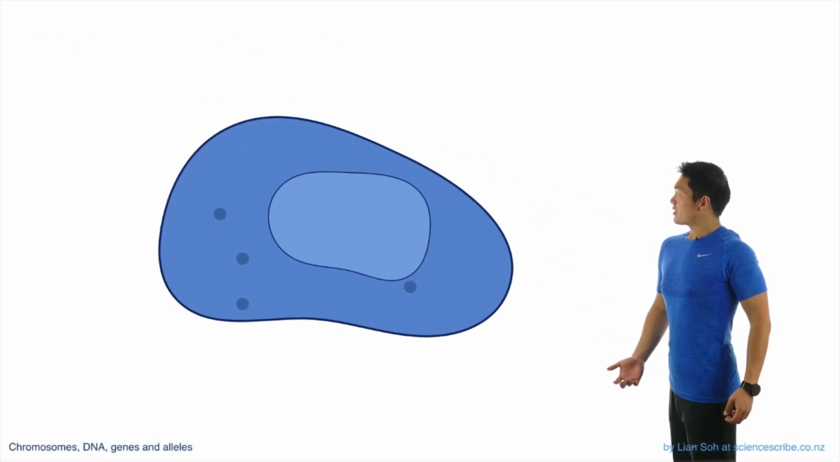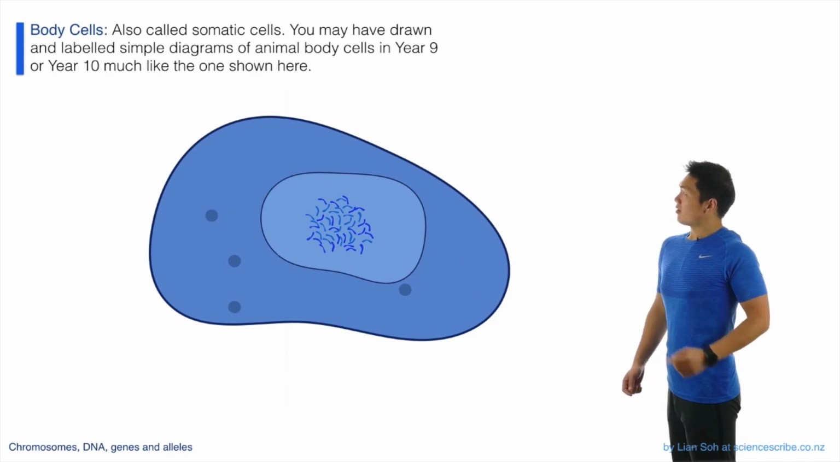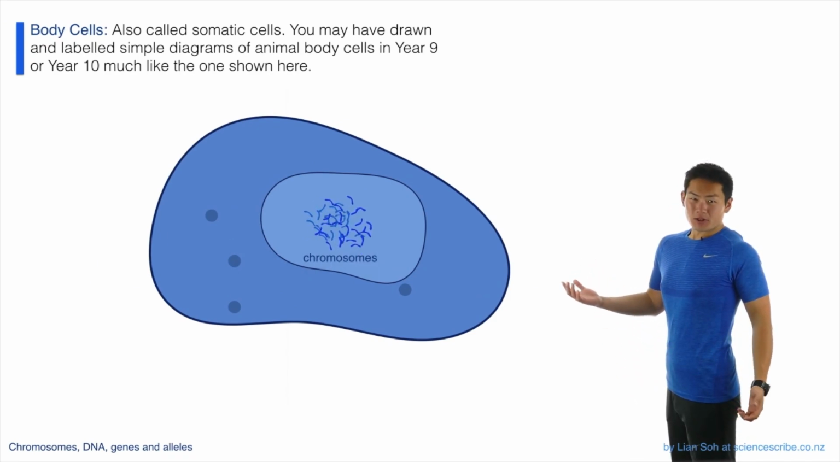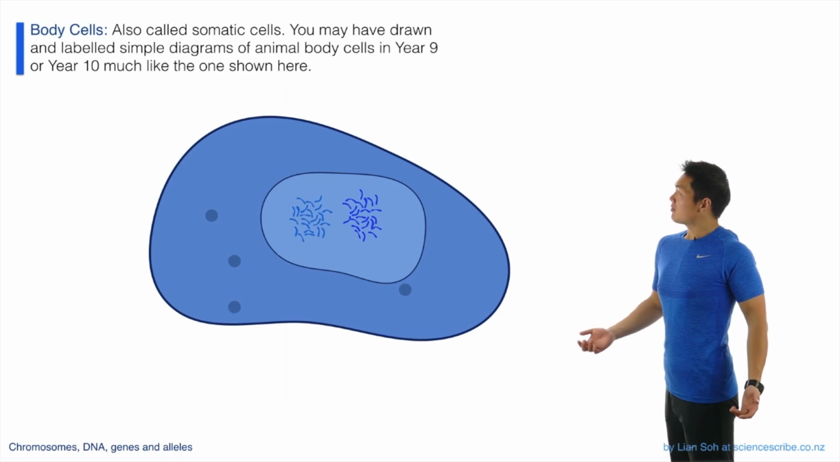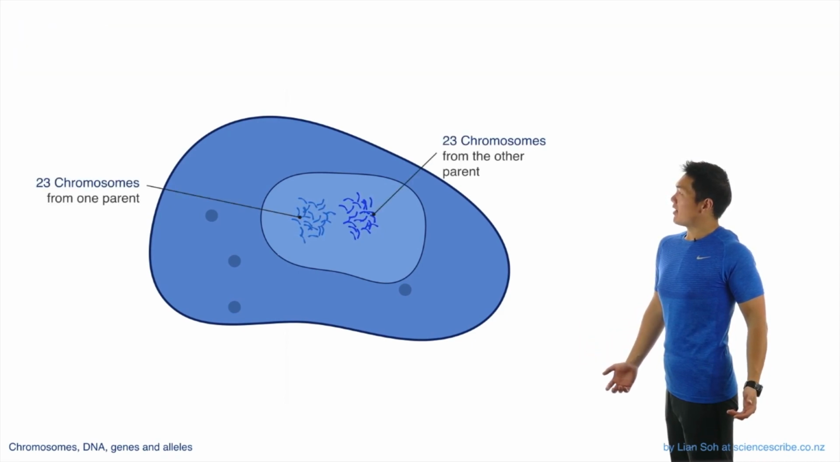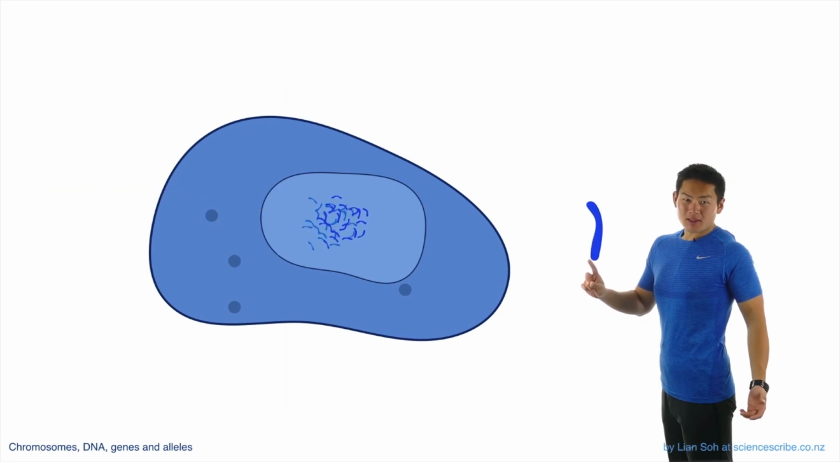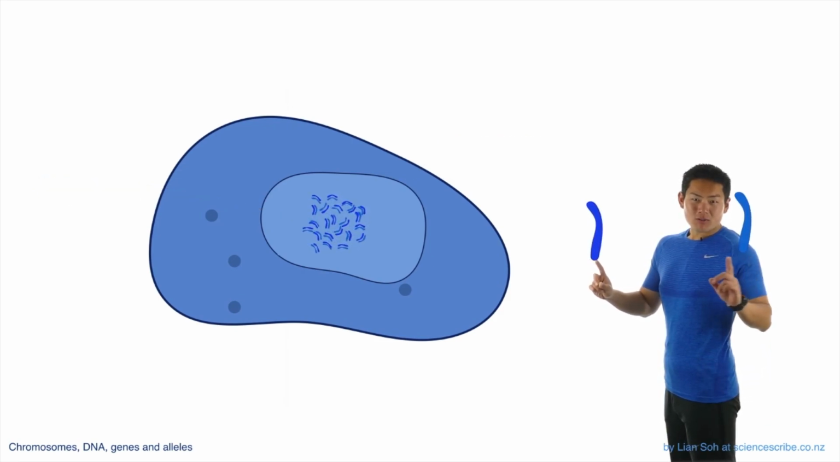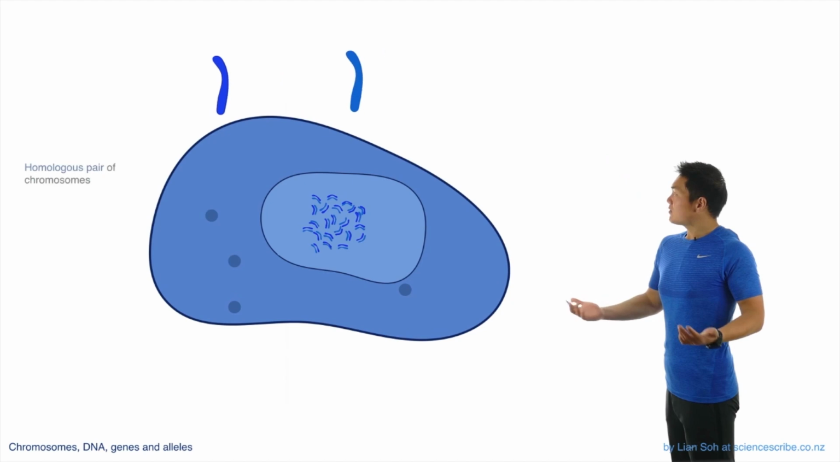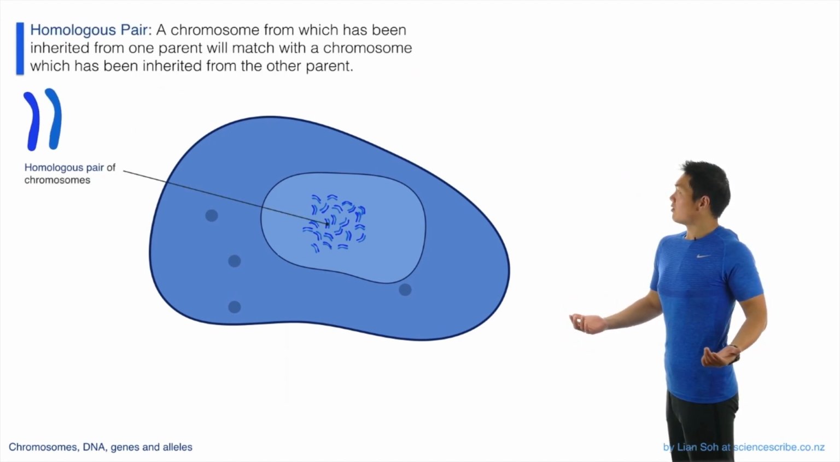Within the typical body cell of an organism is a set of chromosomes, and in humans there are 46 chromosomes. We get 23 from the mother and 23 from the father. Now what this means is that for every single chromosome from the mother's side, it matches with one chromosome from the father's side. This gives you 23 homologous pairs of chromosomes.